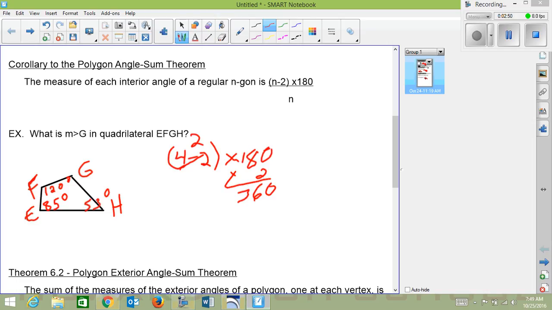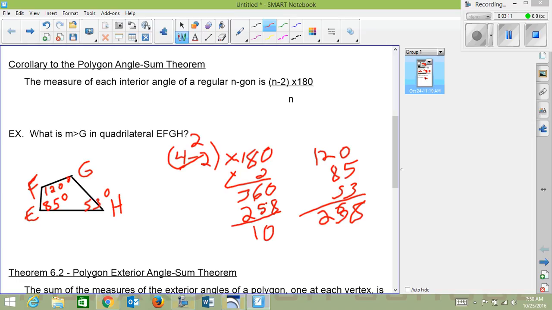So I know that I have 360 total degrees in there, and I have some of the angles given. So I have 120, 85, and 53. So I have 258 degrees that are already taken by the other angles. I go ahead and subtract that. What I have left for the measure of angle G is 102 degrees. So 2 steps there. I had to figure out the total number of degrees that were in that quadrilateral, and then add up what I had, subtract it from the 360 to get my one that was left.